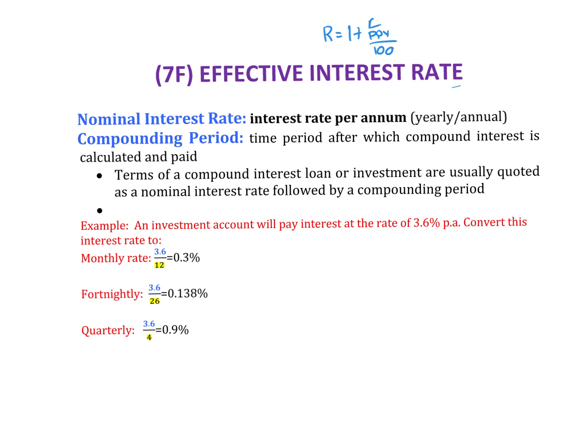So first of all, we're going to talk about this nominal interest rate. The nominal interest rate is when they quote that little r value. So it's when they say per annum. So that per annum up here, that little r formula, that's them giving you the nominal interest rate. Okay, and then we've got the compounding period. That's our PPY.